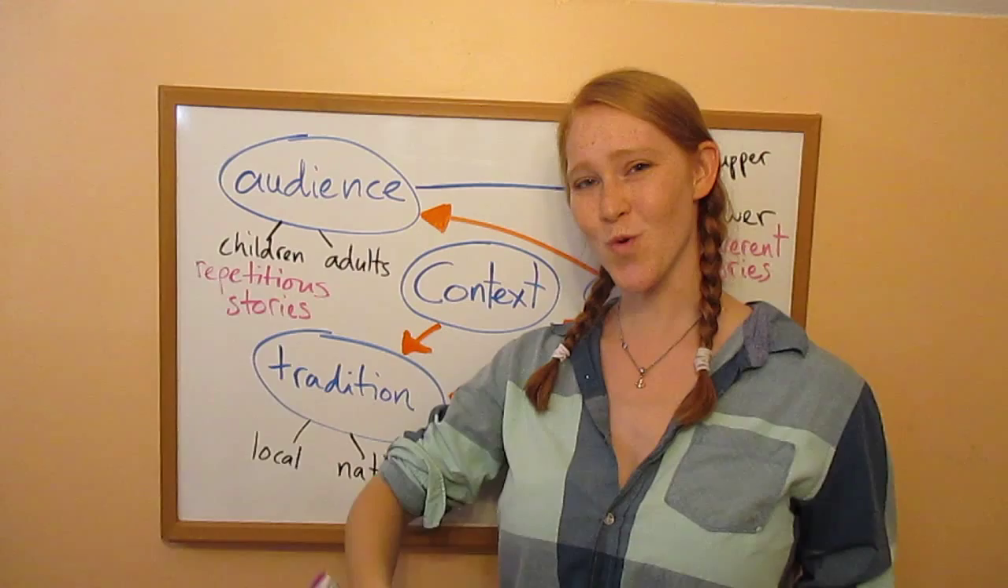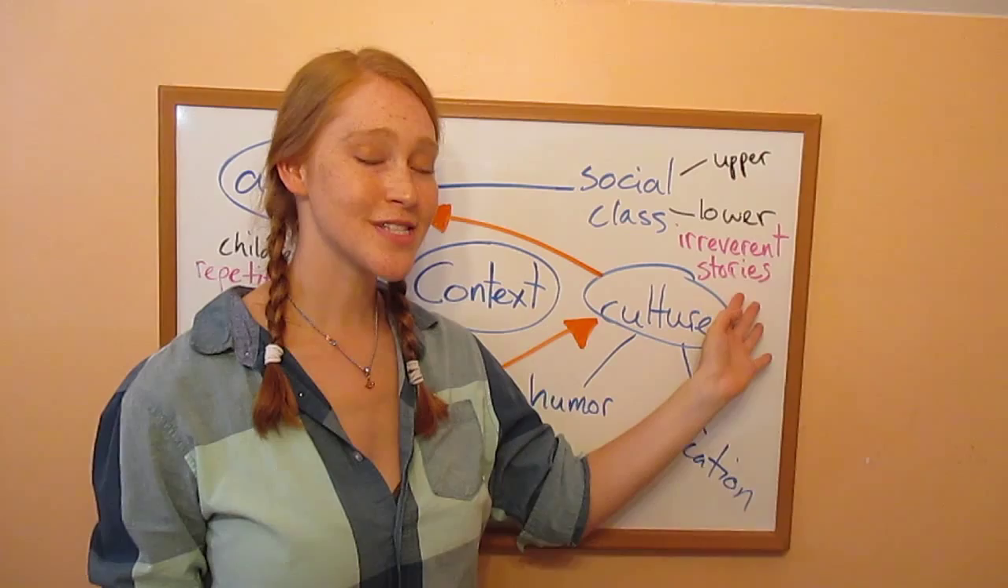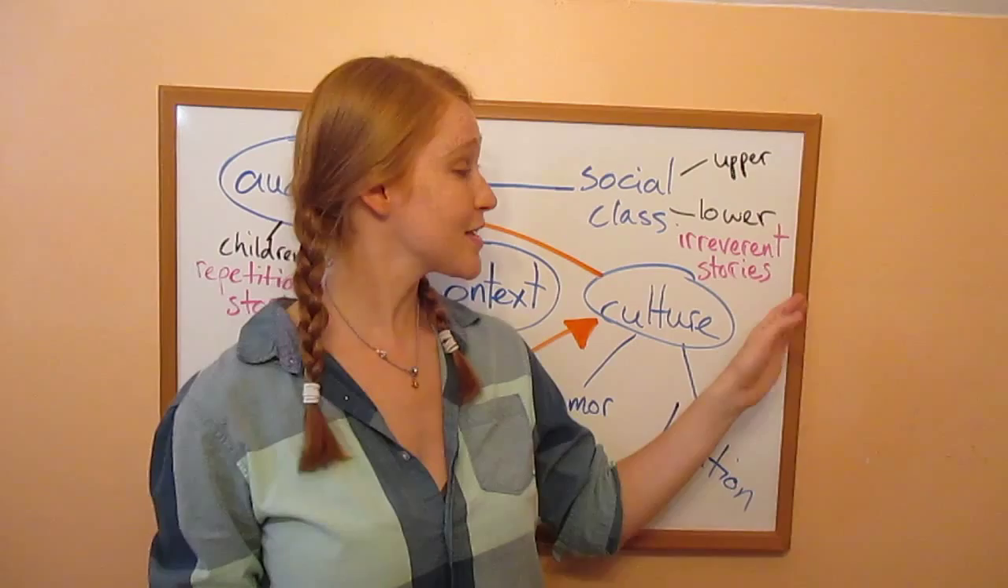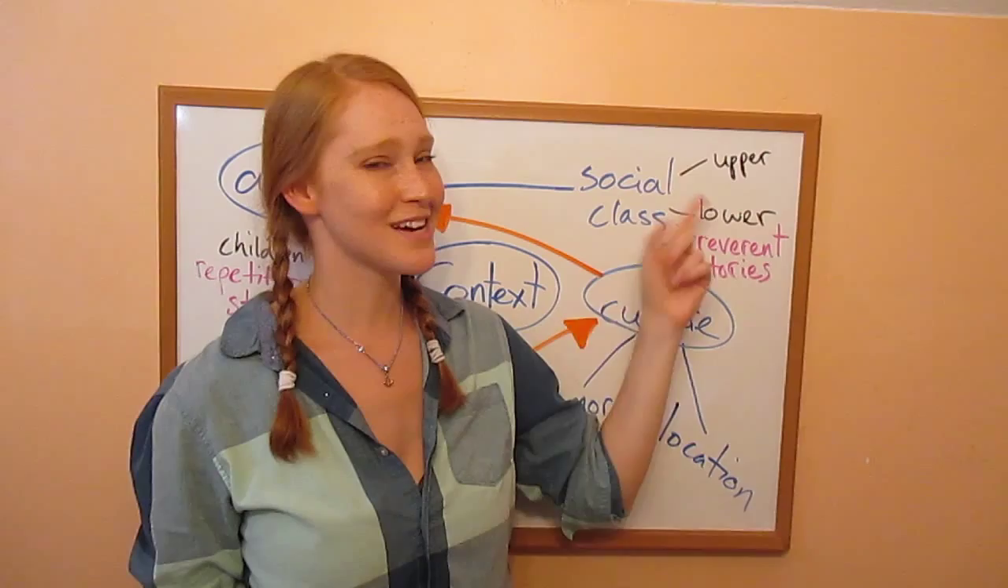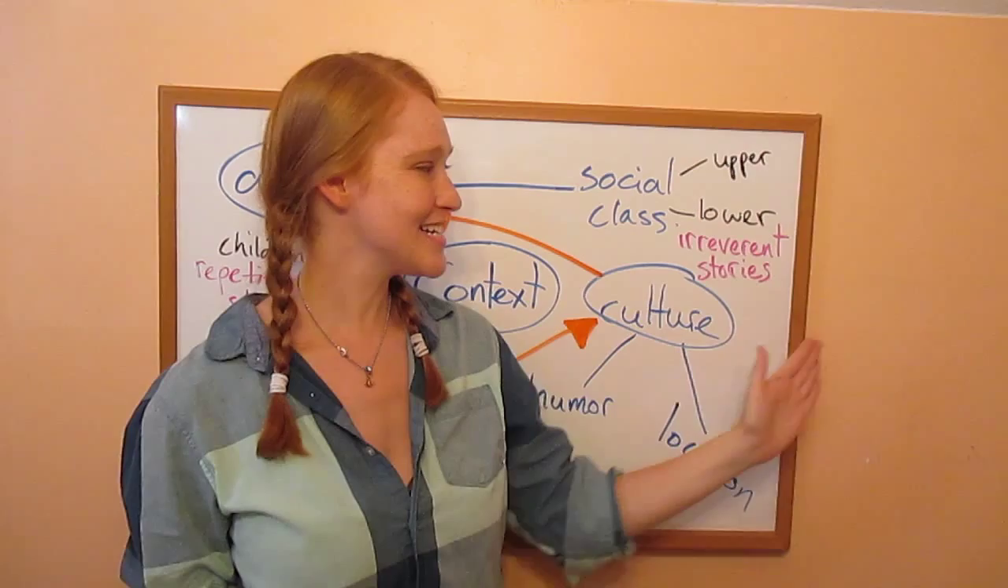And here we have irreverent stories, which is a class of stories that are often told by the lower classes, meaning the people who are not in power. They make fun of the power structures and the people above them. It's common throughout the world. I do have to say that I have sorted the social class into upper and lower. That's a gross oversimplification of how social class works in India. But for the sake of this example, I'll just leave it at that.